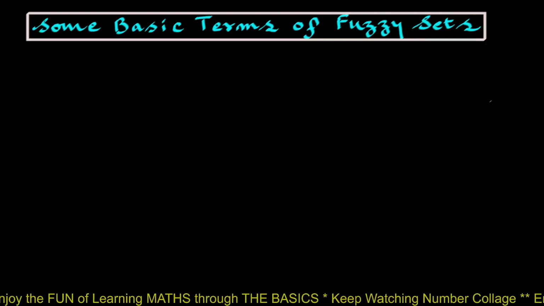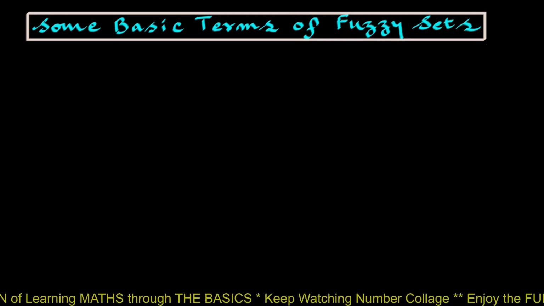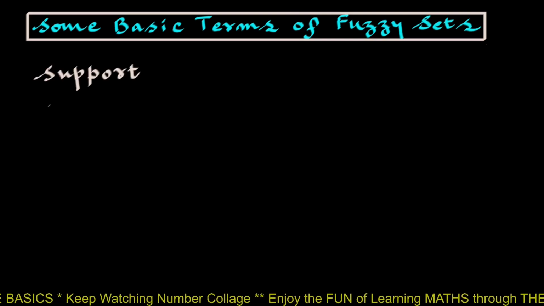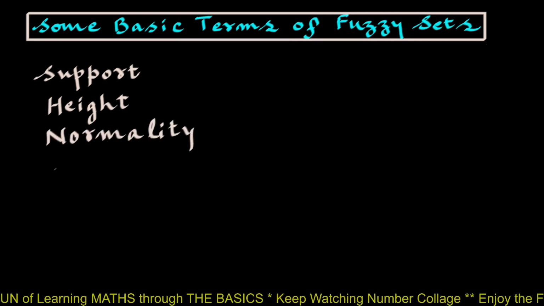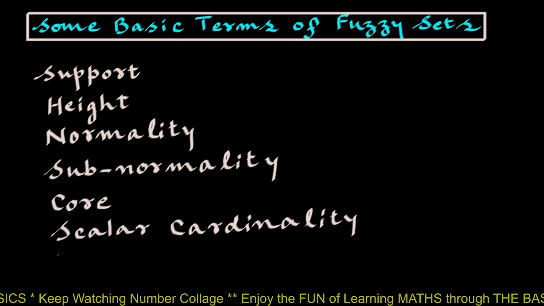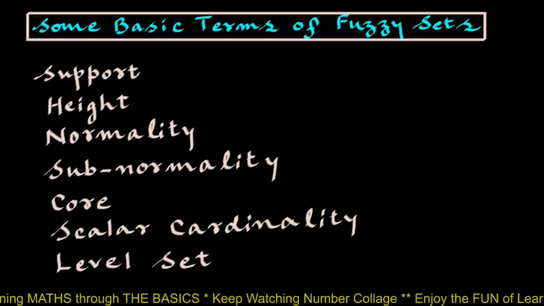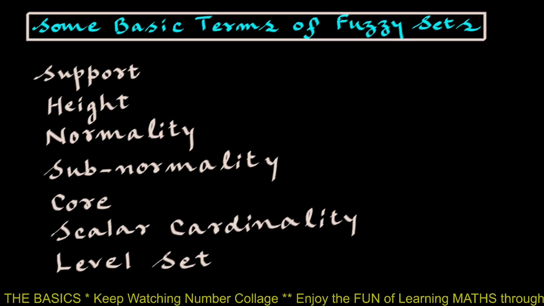In this video, we are going to study some basic terms of fuzzy sets such as support, height, normality, subnormality, core, scalar cardinality, and level set. We will also study some illustrations explaining these terms.